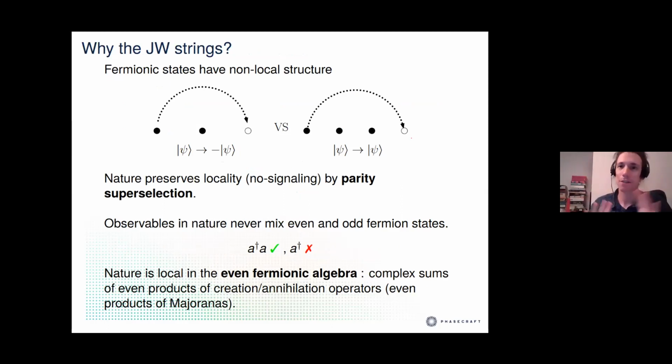Well, it's because fermionic states have a kind of non-local structure, right? If you think about a fermion moving past an odd number of fermions, then you're going to pick up a minus sign in your state. Whereas if your fermion is moving past an even number of fermions, then you're not. And nature sort of gets around this kind of non-locality, right? It preserves the no signaling principle by parity superselection. You're not going to be able to measure this phase because observables in nature never mix the even and odd fermionic sectors. So you're only going to be in what's called the even fermionic algebra. And this even fermionic algebra consists of complex sums of even products of creation and annihilation operators, or equivalently even products of Majoranas.